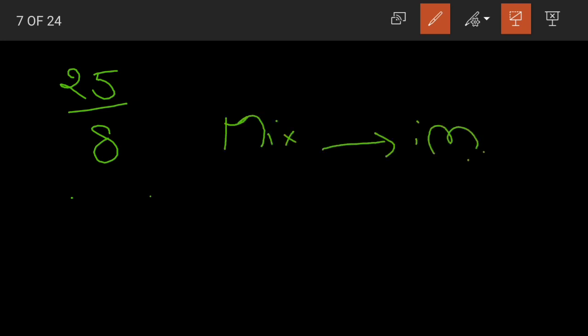Now the second one is 25 by 8. Yes, 25 by 8. Now this is our improper fraction. This improper fraction needs to be converted into a mixed number. In the previous scenario, a mixed number was converted into an improper fraction. In the same way, only an improper fraction can be converted into a mixed number.